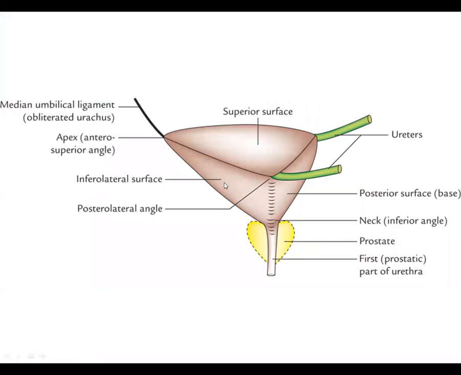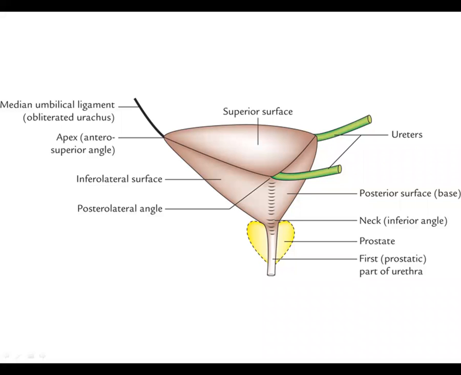And this is the inferolateral surface. So there will be two inferolateral surfaces on the two sides. This is the apex, base, two inferolateral surfaces. This is the superior surface and this is called the neck. So these are the external features of the urinary bladder.